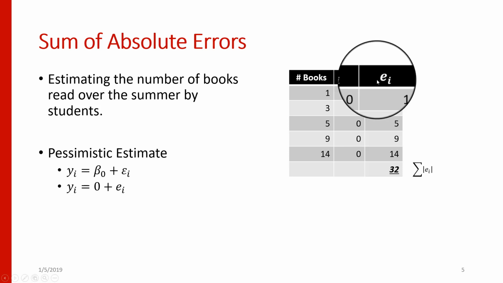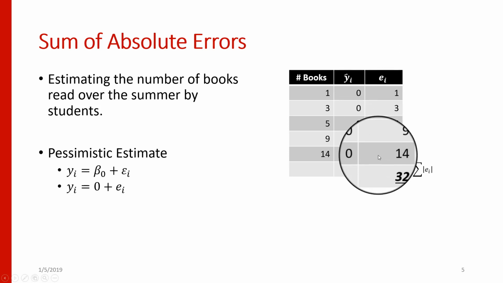That's going to lead to certain errors. So here's our column of residuals. And one way I could calculate an index of error is to take the sum of absolute errors.